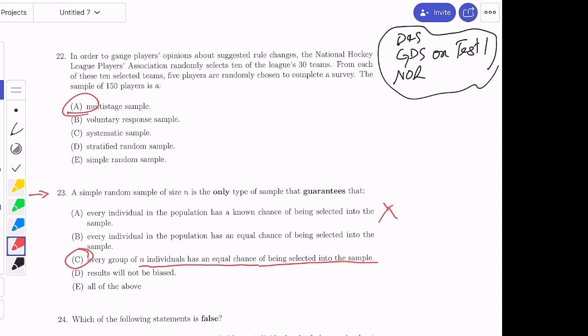Or let me cross it out there. Every individual in the population has an equal chance of being selected into the sample. No. Remember, I don't necessarily have the population. I just have a list of volunteers and I label them. So whatever I have, I label and then I choose from there. That's not necessarily the entire population.